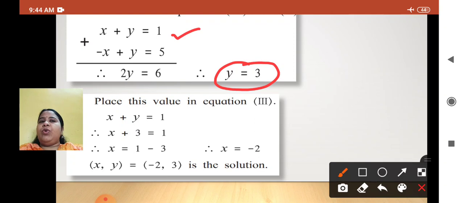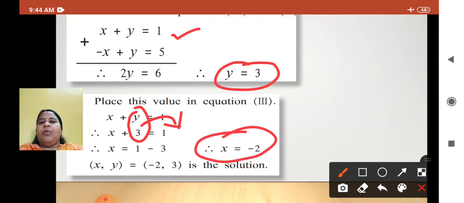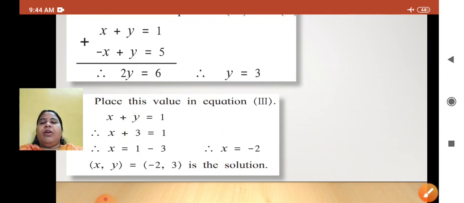See, x plus y is equal to 1 was my equation number 3. There I will substitute y as 3. Okay, from there I can get the value of x. x is equal to, shift this 3 this side, it is 1 minus 3. So x is equal to minus 2. Both the values of the variables we have got, x as minus 2, y as 3. So my solution is x equal to minus 2 and y equal to 3 for these given simultaneous equations. Either you write it like this or like this, it is one and the same. I hope now all the steps are clear.